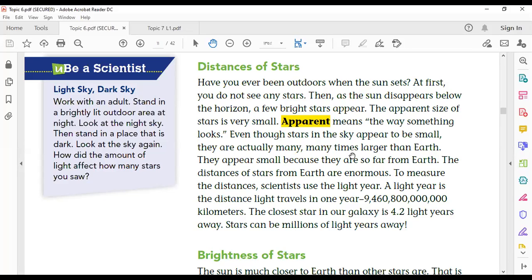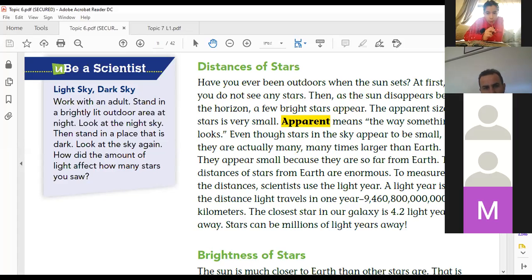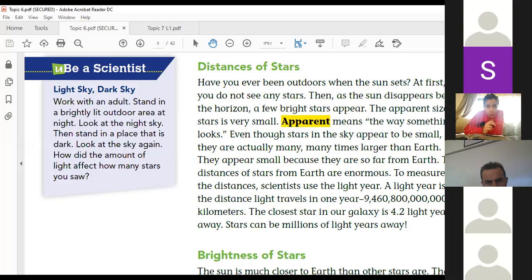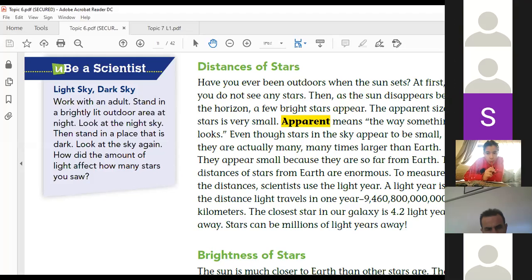Who can define for me the light year? What is the light year? Raise your hand. No one answer without permission. Rimas. A light year is the distance light travels in 1 year. Thank you very much.